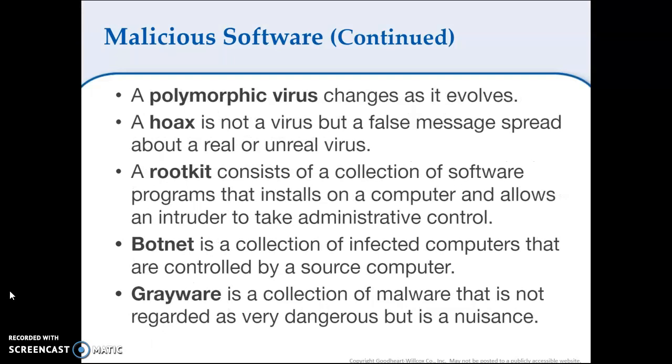A polymorphic virus changes as it evolves, hard ones to find. A hoax is not a virus, but a false message spread about a real or unreal virus. A rootkit consists of a collection of software programs that installs on a computer and allows an intruder to take administrative control. A botnet is a collection of infected computers that are controlled by a source computer with the intent of infecting other computers. And grayware is a collection of malware that is not regarded as very dangerous, but can be a nuisance.